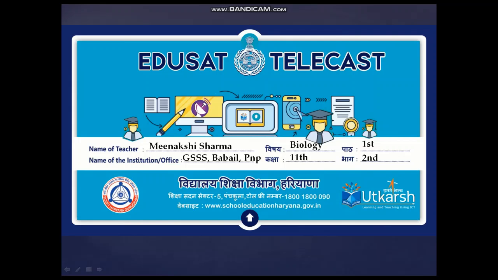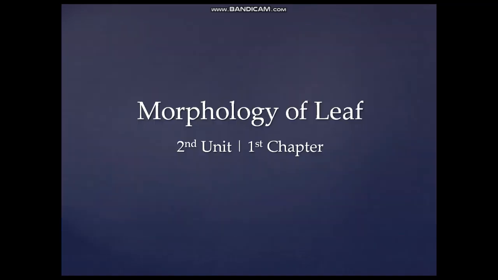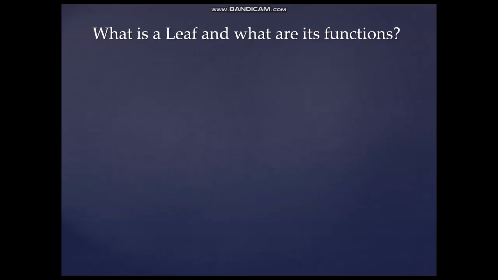Today our topic is morphology of plant. Morphology means to study the external features of the plant, which comprises root, stem, leaf, fruit, bud. But we discuss the morphology of leaf. It's given in the second unit and first chapter. So the first part is, what is a leaf and what are its functions?